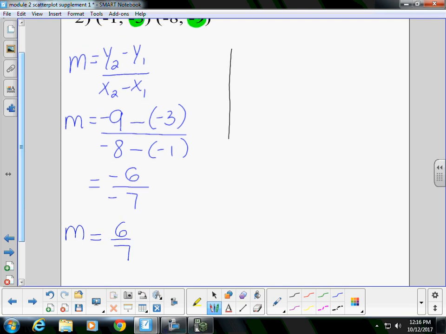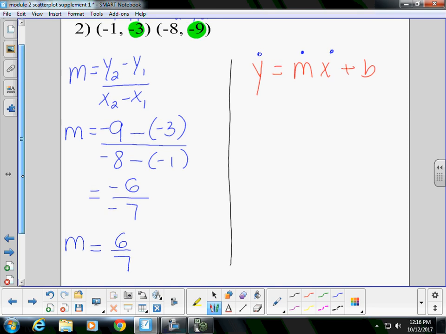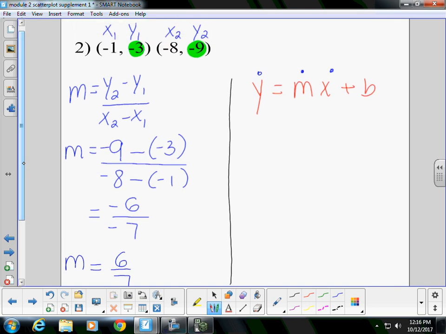Now I gotta find b. So to find b, I'm going to use the equation y equals mx plus b. So what you do is you take the y, the m, and the x, and you substitute for those three. The y and the x come from one of your ordered pairs. You get to choose which one. And the m is the answer that you just got. Okay, so for x and for y, I'm going to choose the -1 and the -3, just because I like the smaller numbers. You get to choose either one, it doesn't matter.